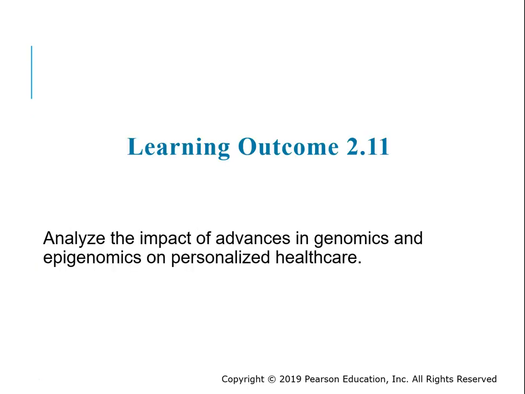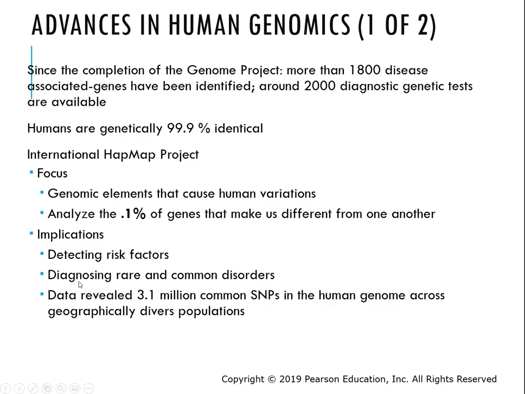Oh, all right. So I think this is where it mentions the HapMap and the genome-wide association studies a little bit. This is the last part of the lecture. It says analyze the impact of advances in genomics, remember, this is large scale, and epigenomics on personalized healthcare. Sorry, I knew I had a slide of it, and that just made me nervous that for some reason I didn't have it.